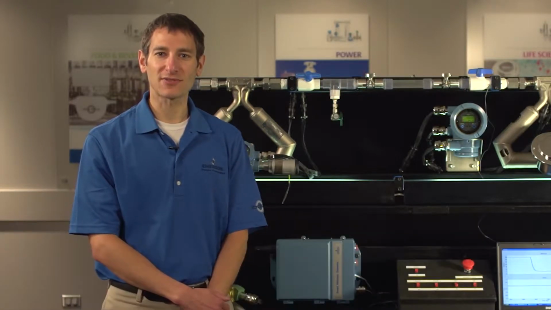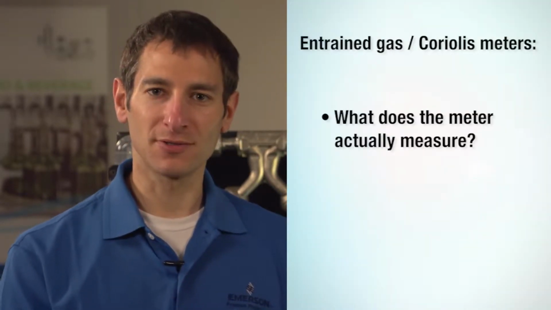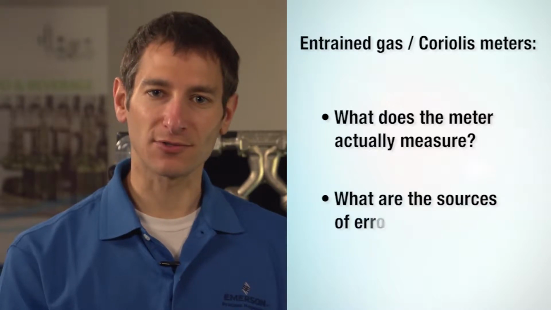Today I will discuss how entrained gas can affect the Coriolis mass flow meter. There are two main things to consider when working on an entrained gas application with a Coriolis meter. First, what does the meter actually measure? Second, what are the sources of errors?